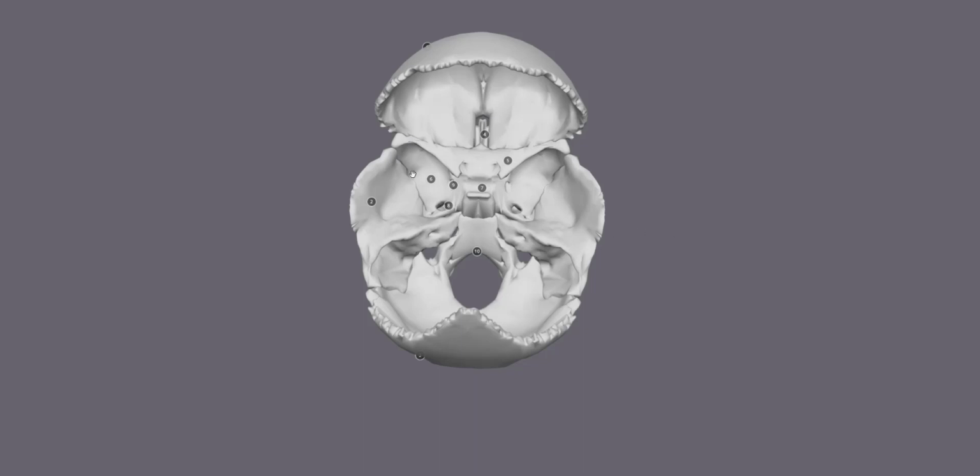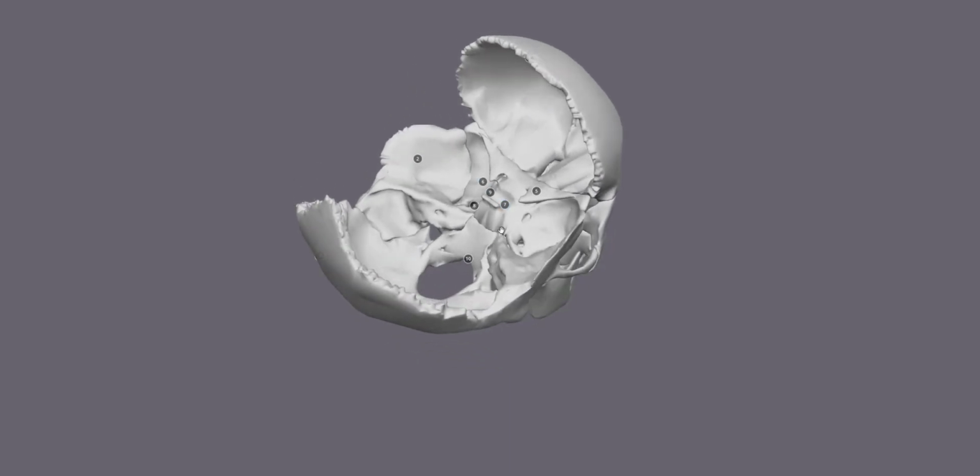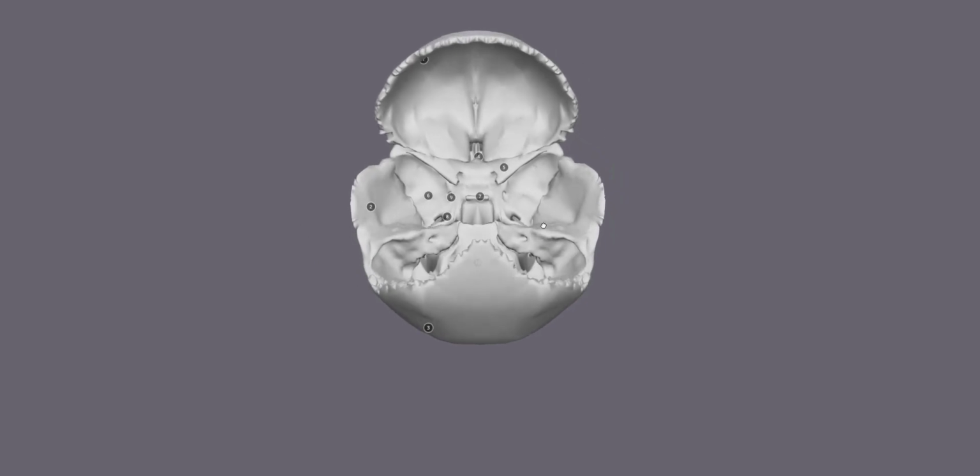Then we have this large bone here called the sphenoid bone. The sphenoid bone consists of two wings, the greater and lesser wings. This is the lesser wing up at the top here, and this is the greater wing. Kind of looks like a bat. Another important landmark is the sella turcica right here, or Turkish saddle. This groove right here, this is where the pituitary gland resides.